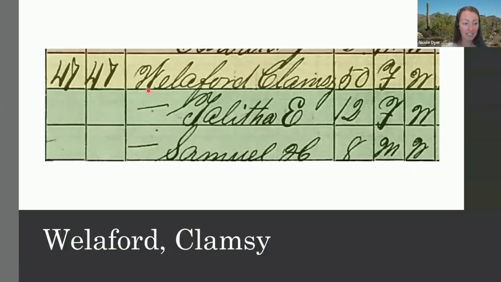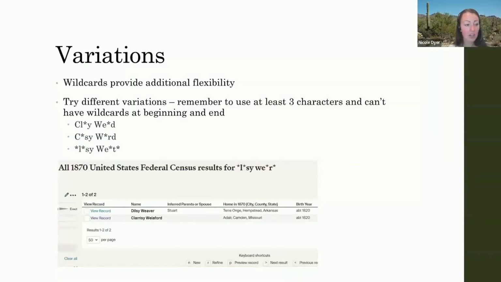Well, looking here, we see it does actually say Welaford, but this definitely says Clamsy, not Clarrisy. And knowing that her name is Clemsy, we can see why this is Clamsy or Clumsy. So with the different variations, those wildcards provided that additional flexibility to find a surname that was just written down differently. I think that the person who wrote it down just didn't hear it correctly. With a Southern accent, Weatherford could sound like Welaford, who knows?